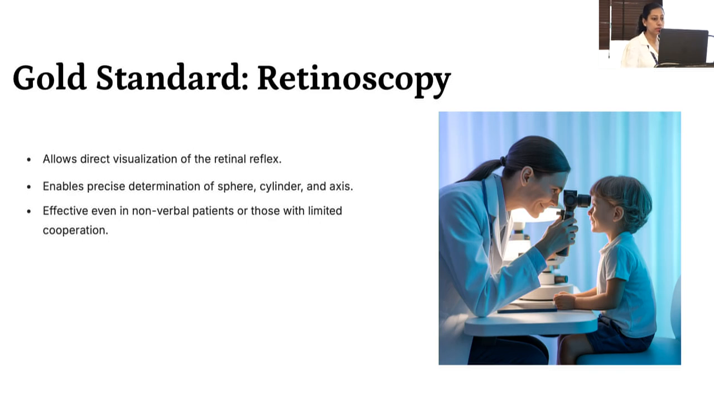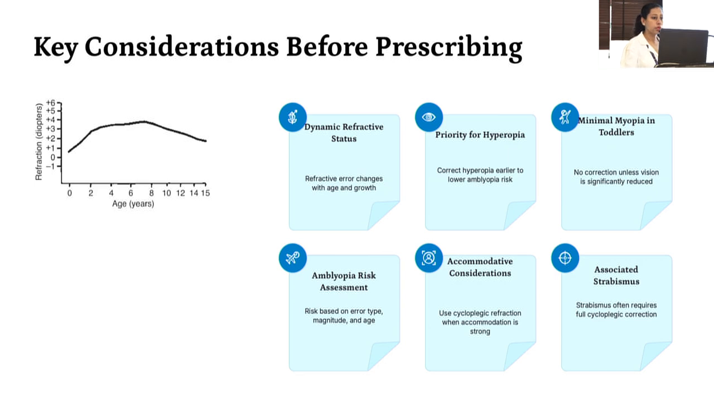So gold standard of objective refraction is always retinoscopy. It helps us to determine the sphere, cylinder and axis in a precise manner, very effective in non-verbal children and with limited cooperation as well. So what are the key considerations that we should take into account before prescribing a child?